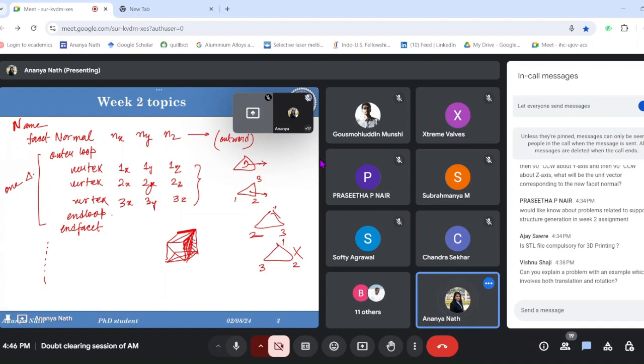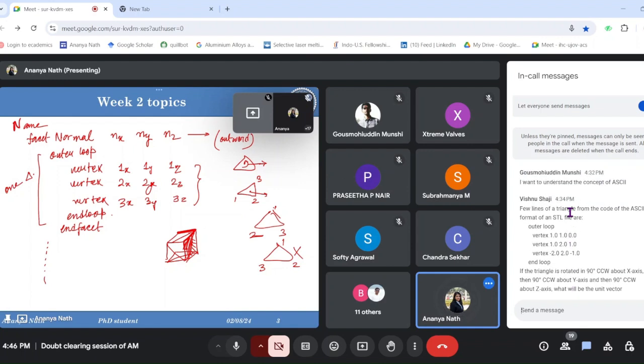Now, I think the ASCII thing is done. I want to understand if the concept is clear. I think it is done. Or if you have any other query related to the concept of ASCII, you can just turn on your mic and ask me also. Yes, ma'am, got it. Thank you so much. Okay, okay.